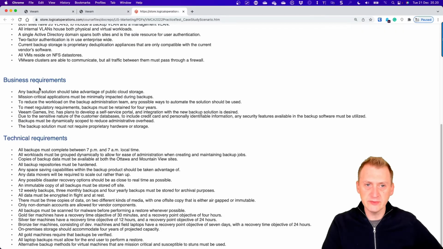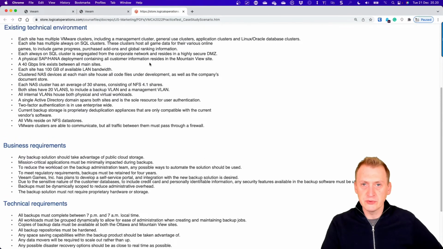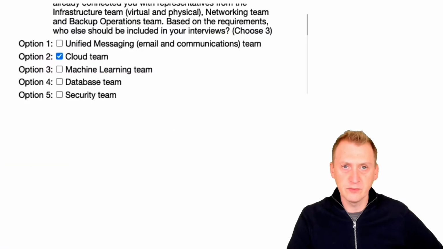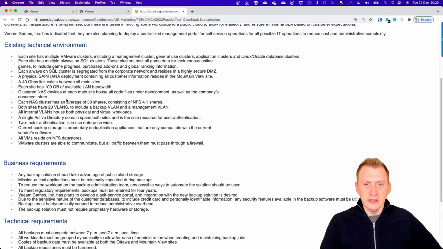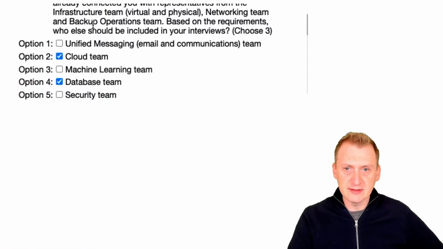Okay, well, since we had something here about public cloud storage, it would definitely make sense to include the cloud team. We also saw that we had different databases here, Linux, SQL, Linux Oracle, and some SQL. So we would probably want to know about that. And we had some different requirements here otherwise, but let's take a look.